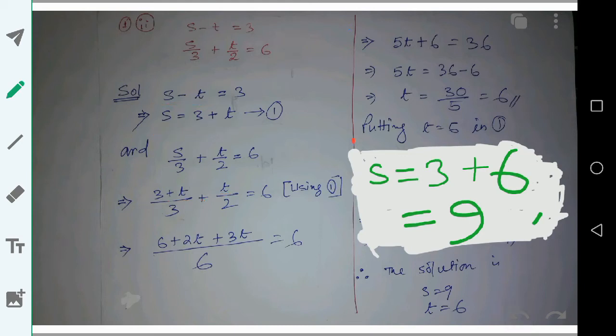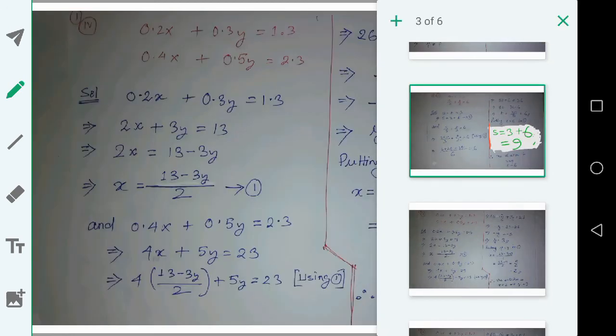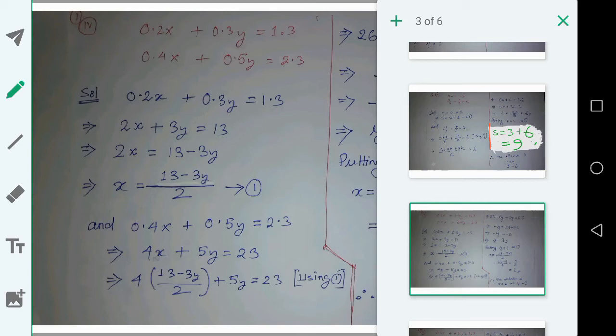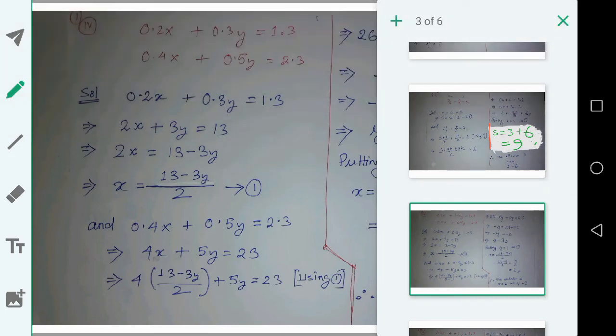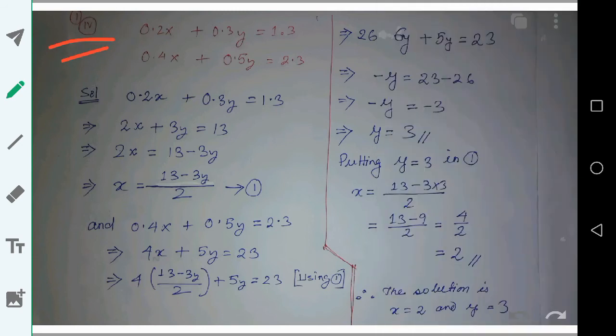Okay, so let's move on to the next question. We are not going to solve the third pair, as it has infinitely many solutions. If you compare the three ratios, a1 by a2, b1 by b2, and c1 by c2, the third pair of linear equations in question number 1 has infinitely many solutions. So that's why we have directly moved on to the fourth pair of question number 1. We are going to solve the fourth pair.